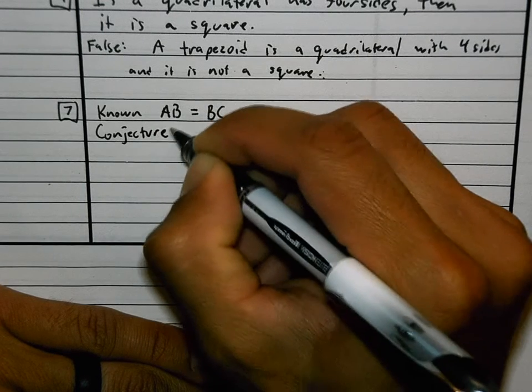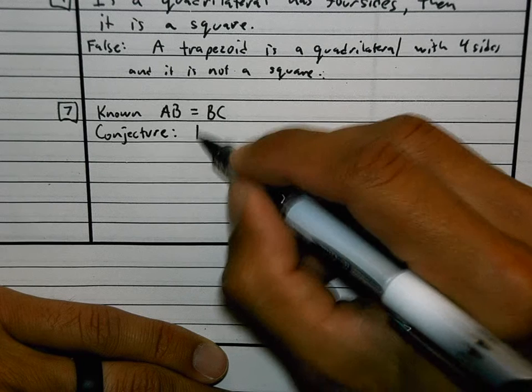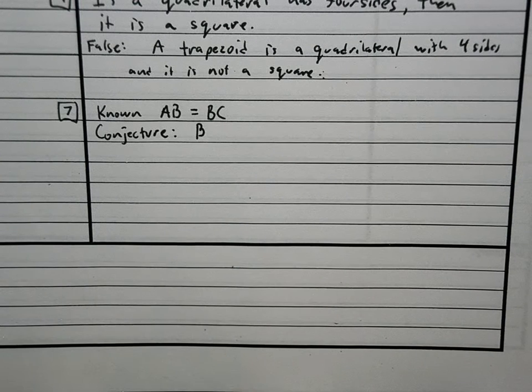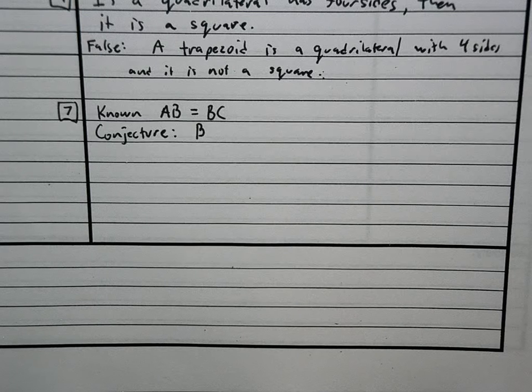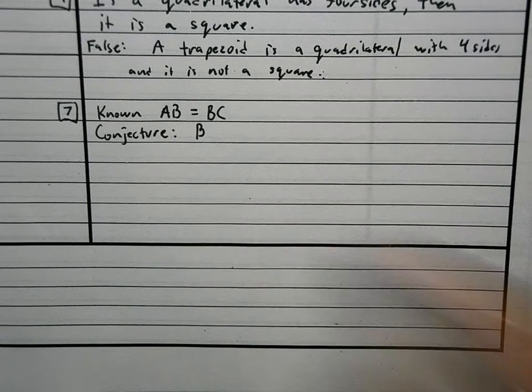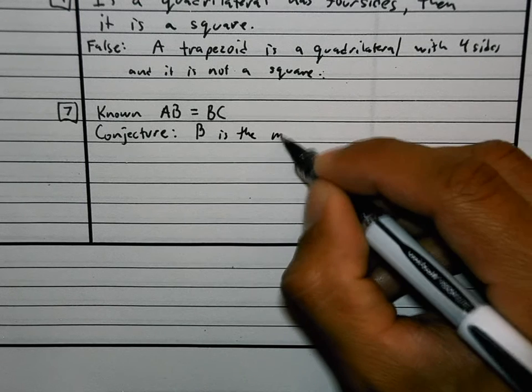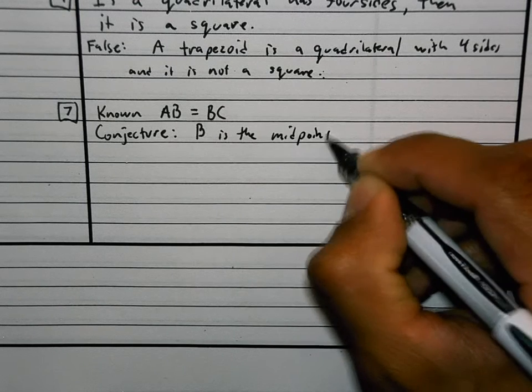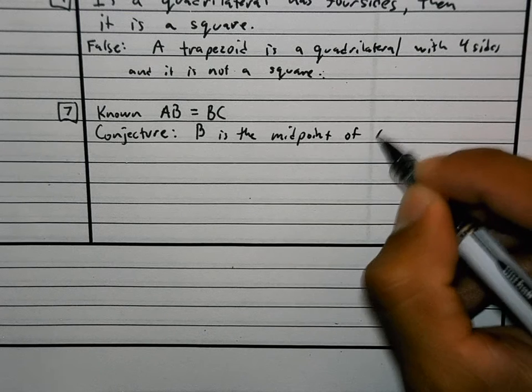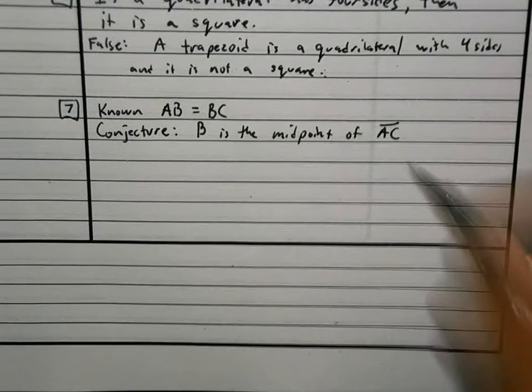Conjecture. I didn't define conjecture because you don't really need to know it, but I'll tell you what conjecture means. A conjecture is like a hypothesis in science. It's an idea. This is what I think is true. That's what a conjecture is. It's an idea that you think is true or that somebody else thinks is true. B is the midpoint of AC.